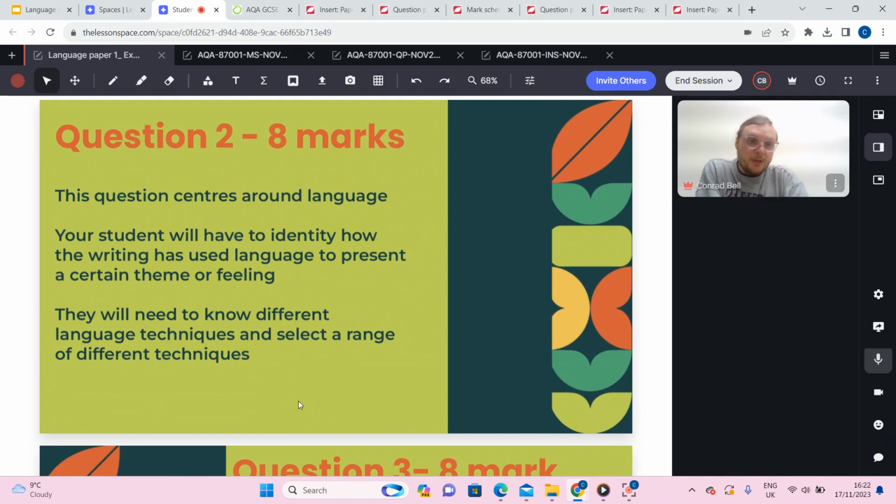So now question 2, 8 marks. This question will centre around language. Your student will have to identify how the writers use language to present a certain theme or feeling. They will need to know the different language techniques and select a range of different techniques. So you can't just focus on one.